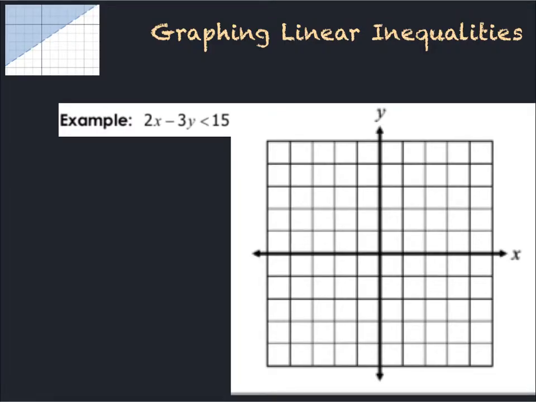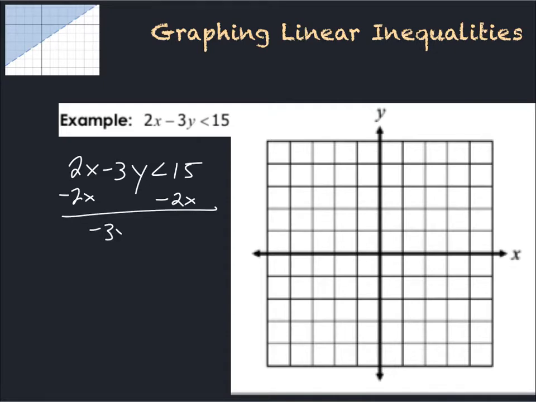So here we have an inequality in standard form. So first thing you're going to want to do is change it to slope-intercept form. And the way you would do that is you would first need to subtract 2x. And hopefully by now you are pretty comfortable with manipulating and changing equations and inequalities to slope-intercept form. Okay, then your last step would be to divide everything by -3.